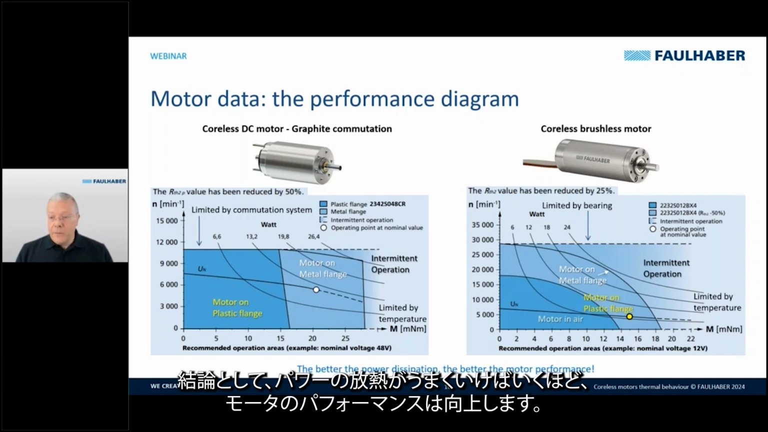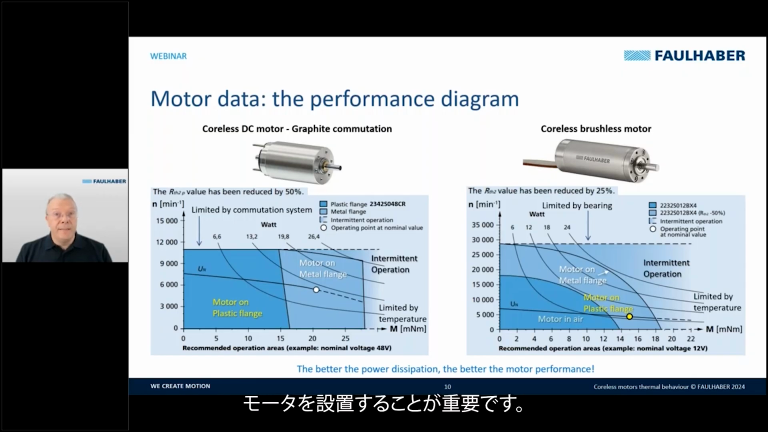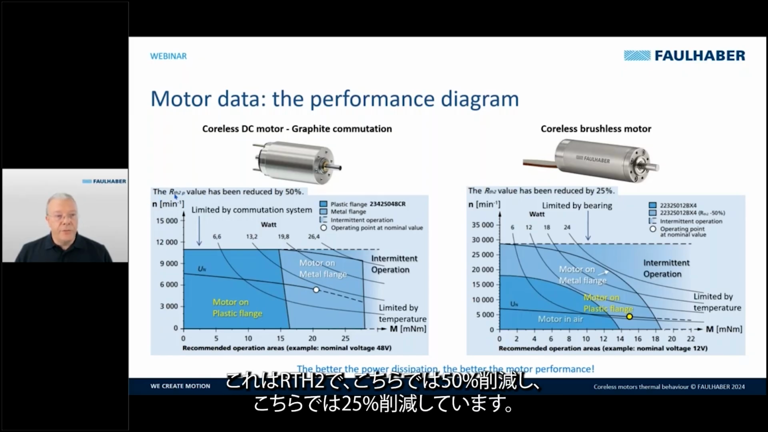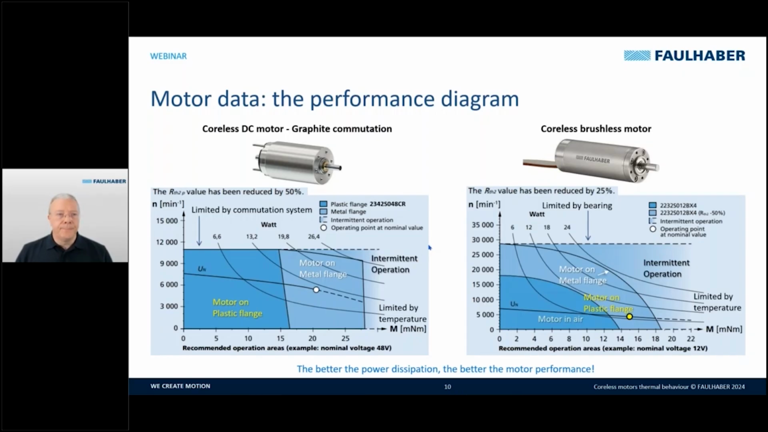As a takeaway, the better the power dissipation, the better the motor performance. So it's important to put the motor in a situation where it can easily dissipate the heat generated in the winding. You can see that here there is a parameter, RTH2, reduced by 50% here, reduced by 25% there. This is related to this working point. What does it mean?